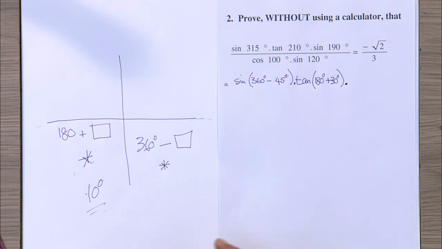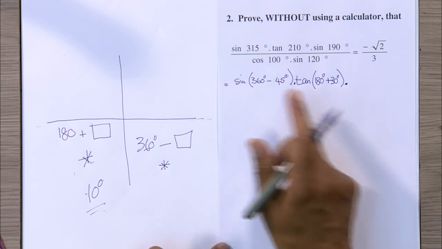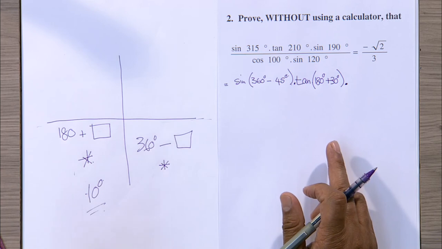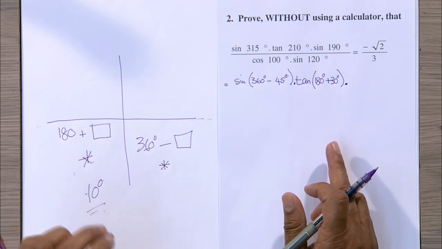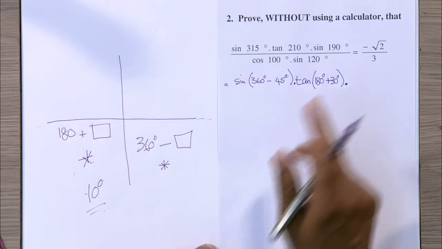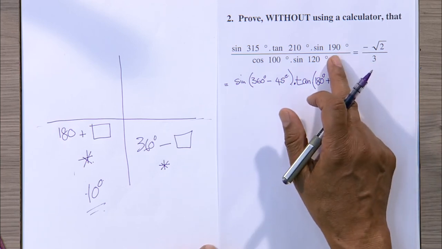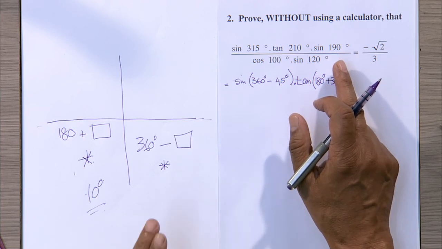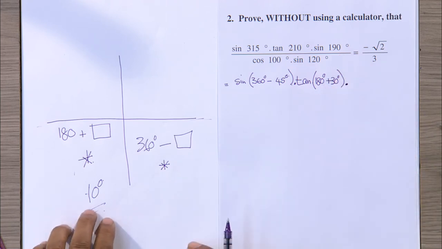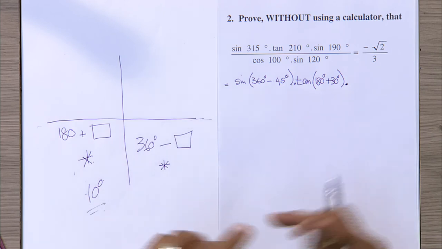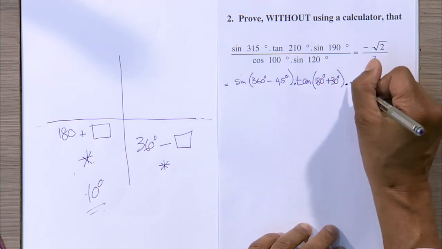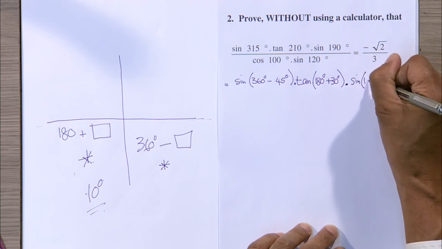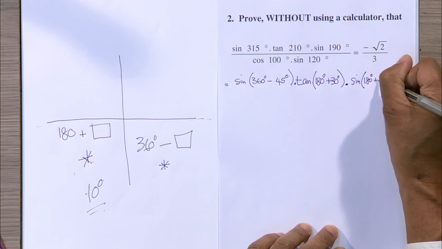Immediately, as soon as one of the angles is not a special angle, that tells me I am going to work with co-functions. I have no choice here because it cannot be written as a special angle. So I can write it in terms of co-functions. Will they help me solve this problem? So, yes, let me write it again, the sine of 180 plus 10 degrees.